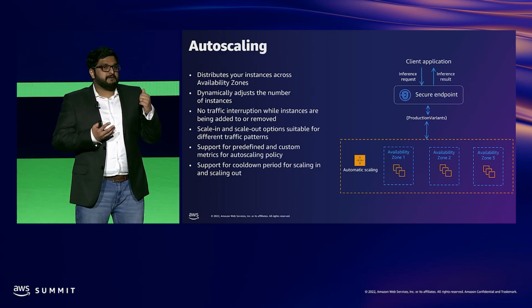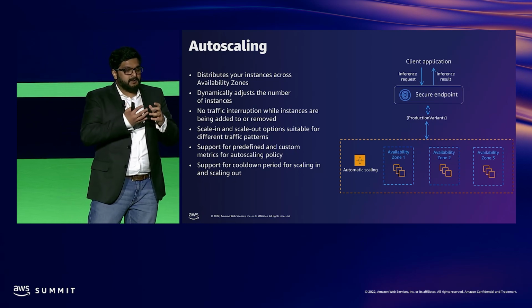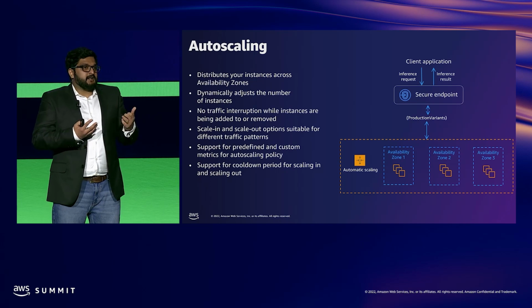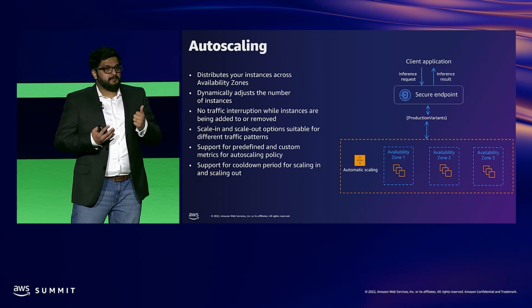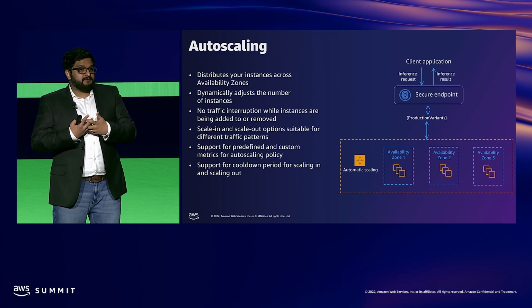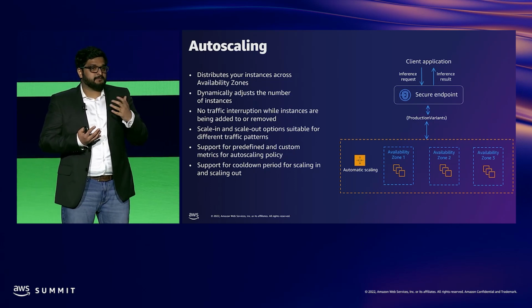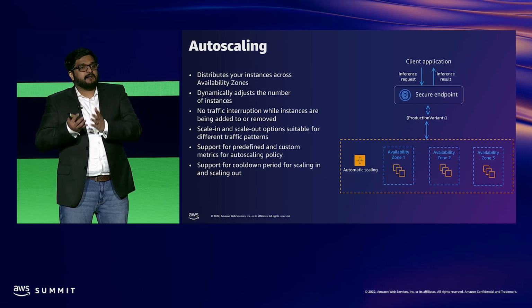Also for auto scaling, the general metrics that we encourage you to use are, say, average CPU utilization, or maximum number of invocations. But we also allow customers to choose their own custom CloudWatch metric to scale against as well.